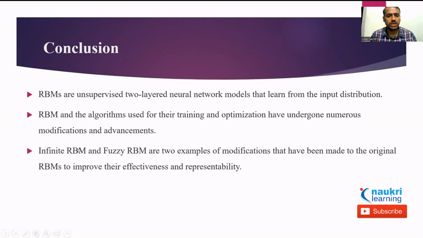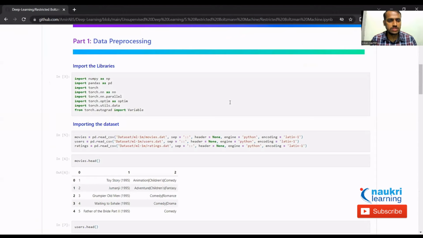And finally, the infinite RBM and fuzzy RBM are two examples of modifications that have been made to the original RBMs to improve the effectiveness and responsiveness. When we modify this, the two RBMs that came out of it are infinite RBM and fuzzy RBM. And these are very useful for different applications. Now let us see some demo of RBM, how it works.